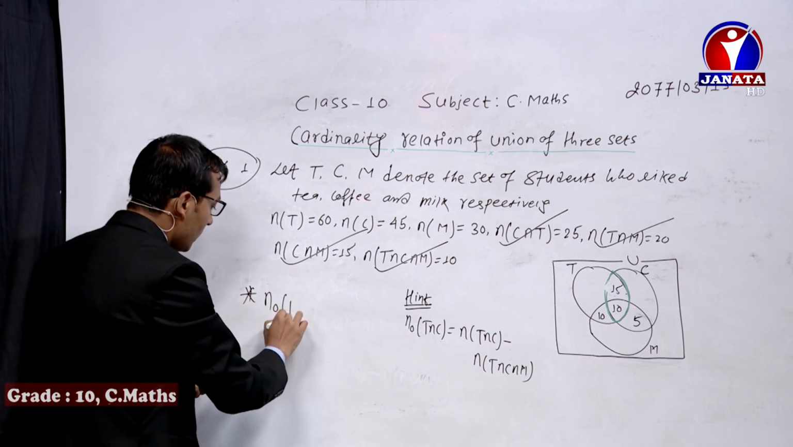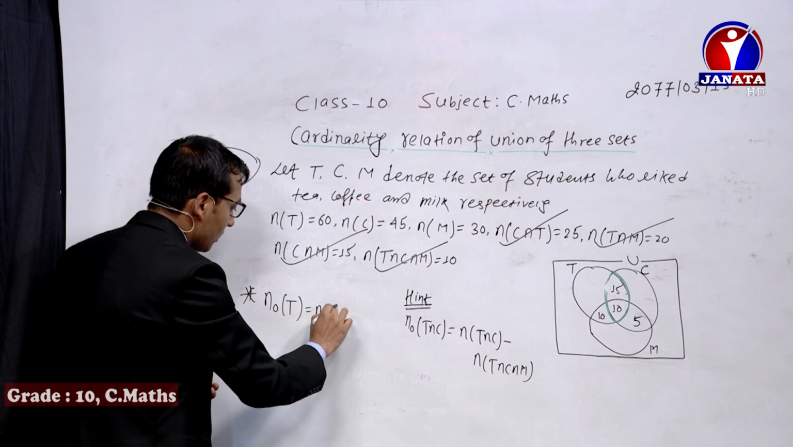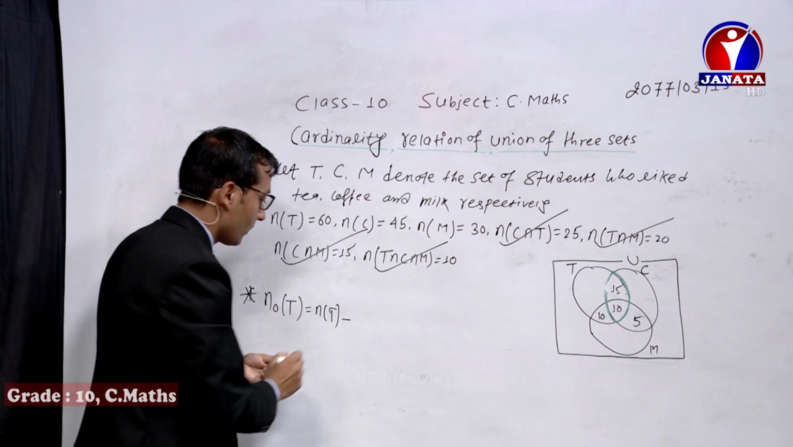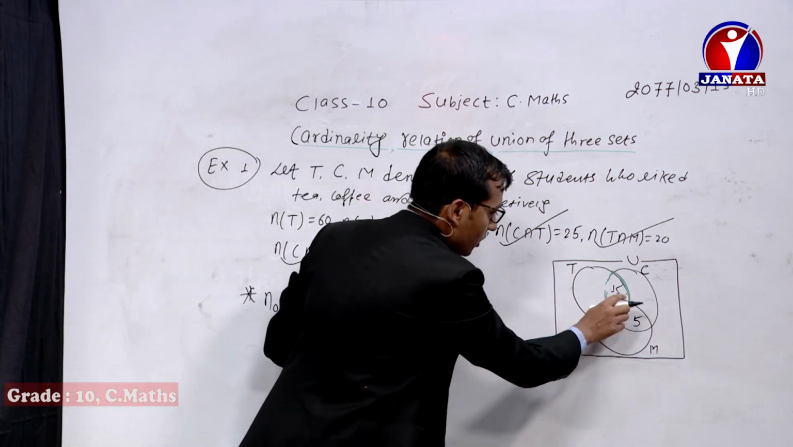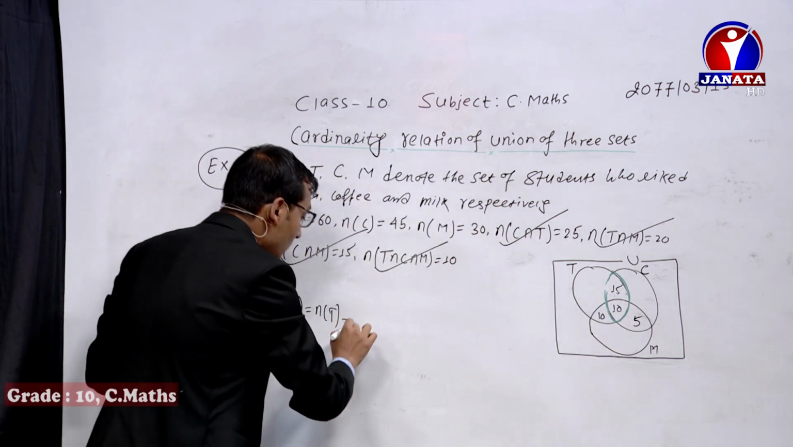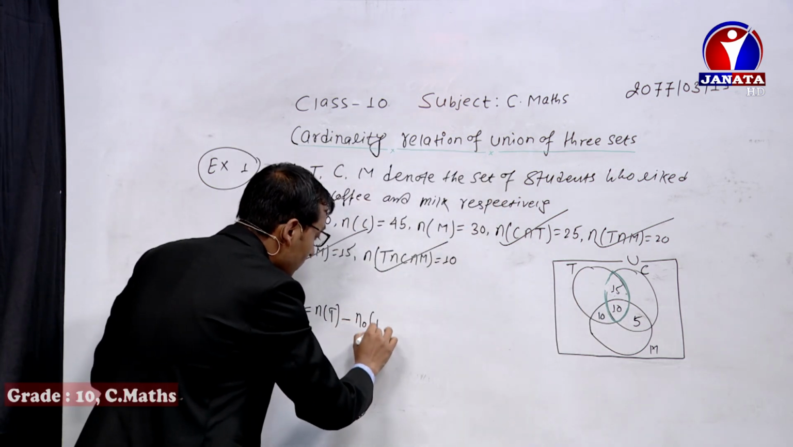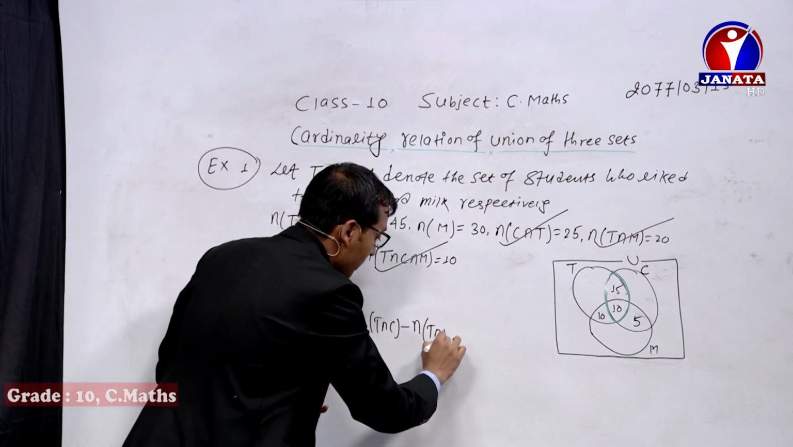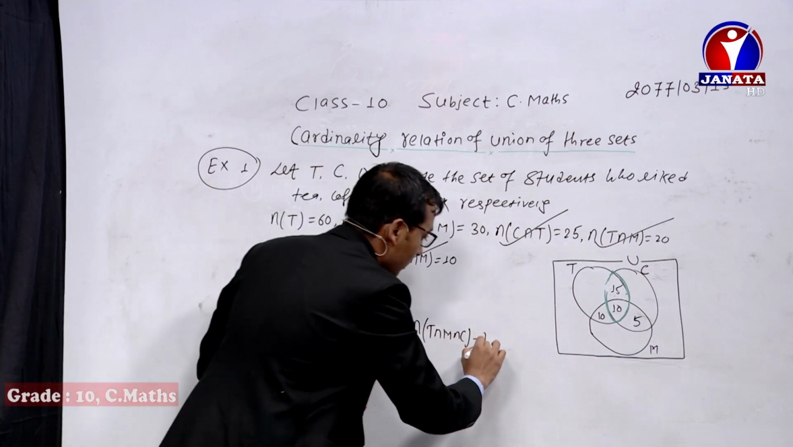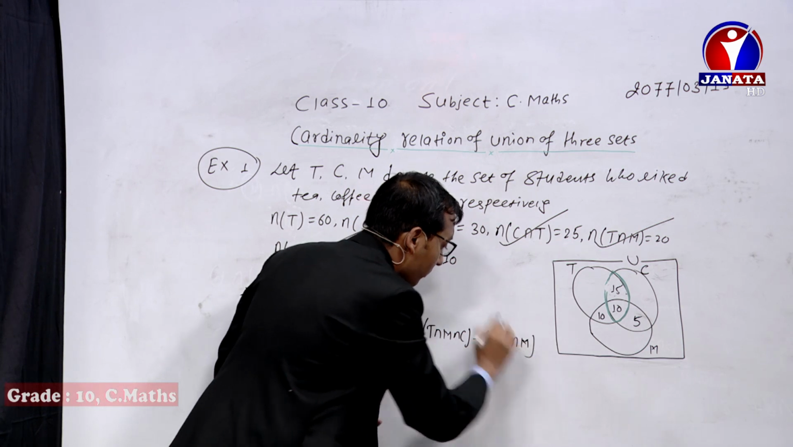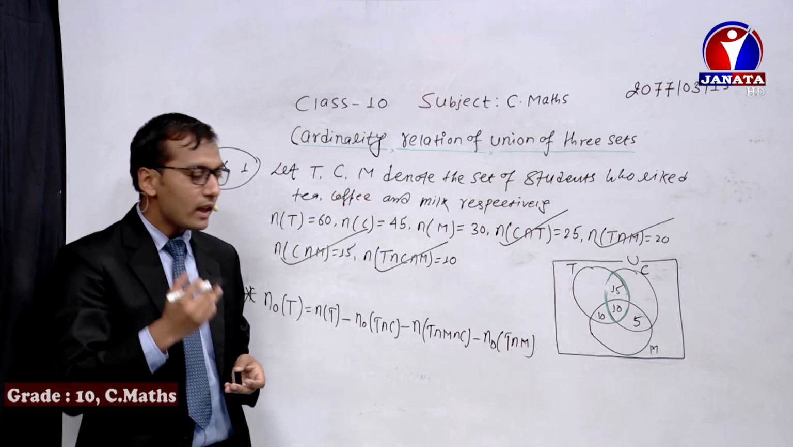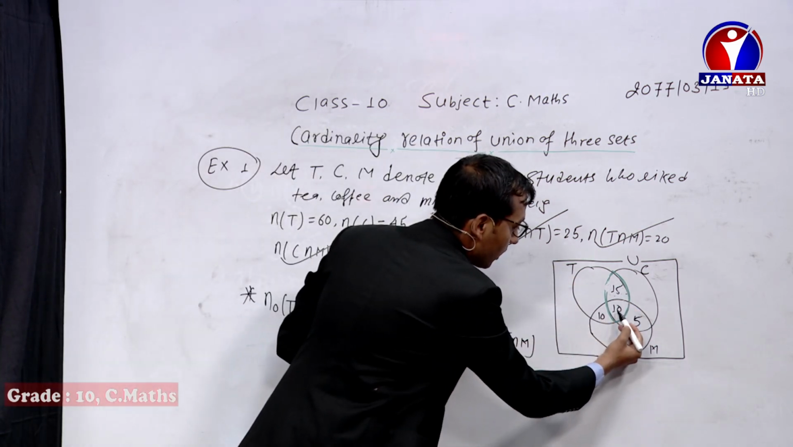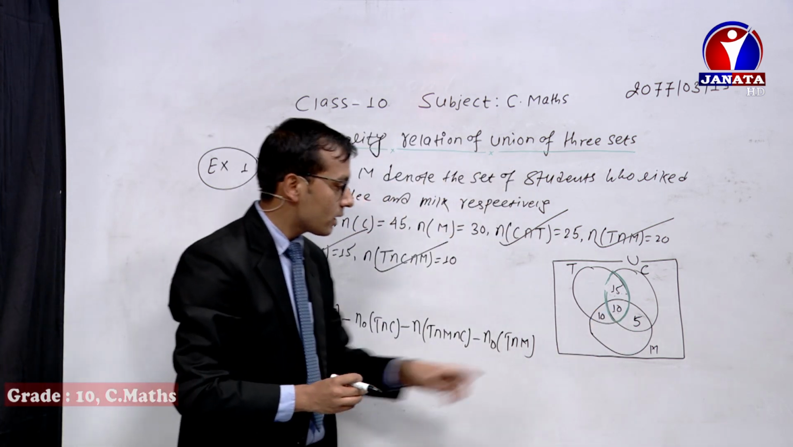So n only T is equal to n of T minus n of T intersection C minus n of T intersection M intersection C minus n only T intersection M. Or in short, for n only T, let's add the numbers: 15 plus 10 plus 10.